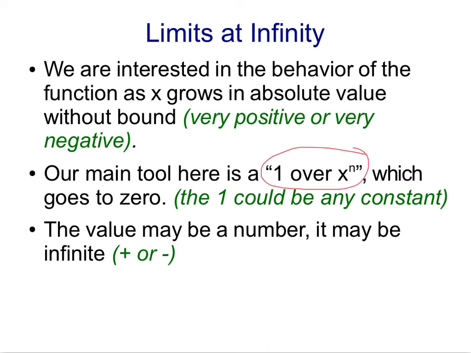It turns out that particular function goes to 0 when x goes to either positive infinity or negative infinity. And this 1 could actually be any number. I'm going to show you why that's true.